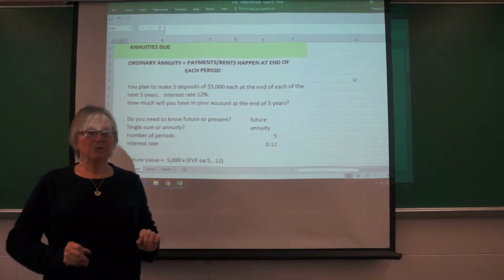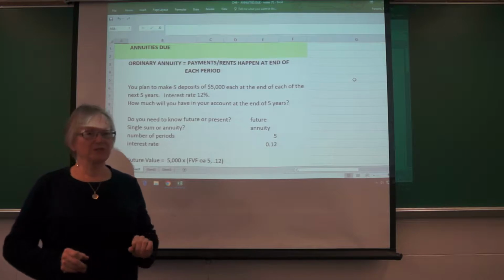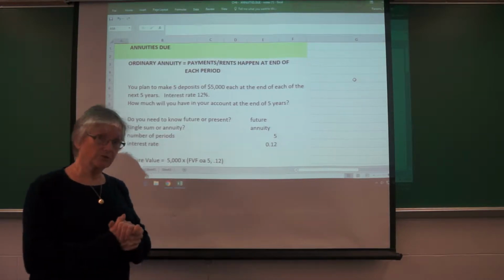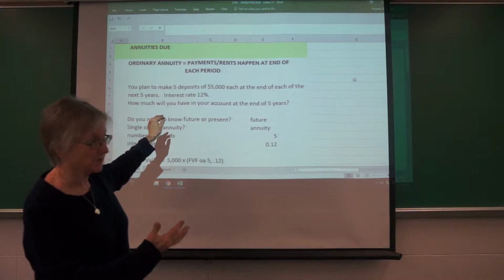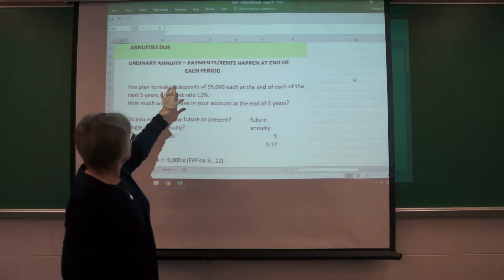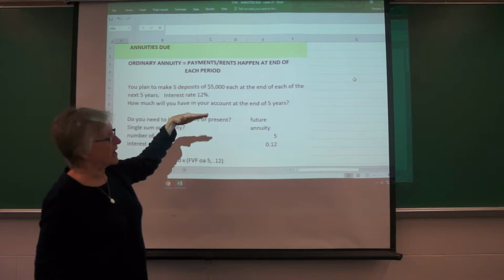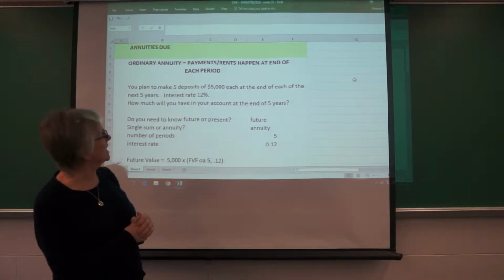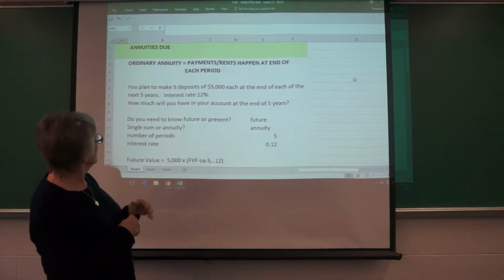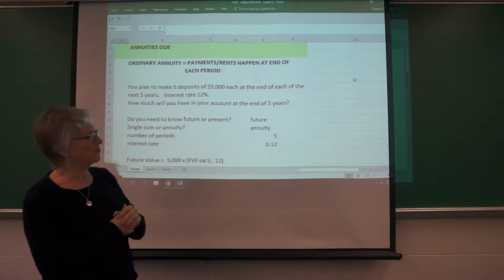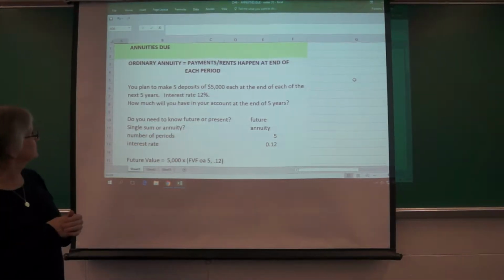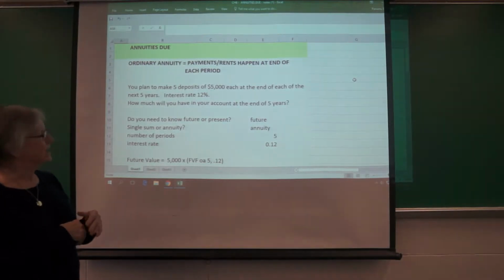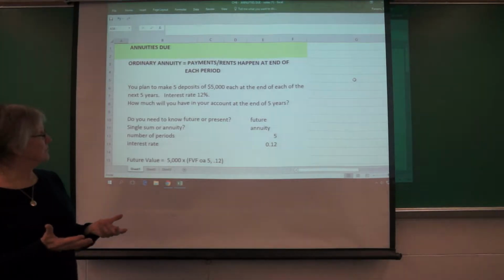So we know all about ordinary annuities, and now we're going to get to annuities due. To get to an annuity due, we're going to start with our ordinary annuity and then go there. In an ordinary annuity, the payments, or rents, happen at the end of each period. So if you're going to make 5 deposits, $5,000 each at the end of each of the next 5 years, interest rate 12%, how much will you have at the end of 5 years?